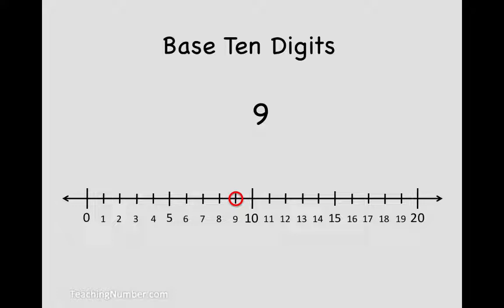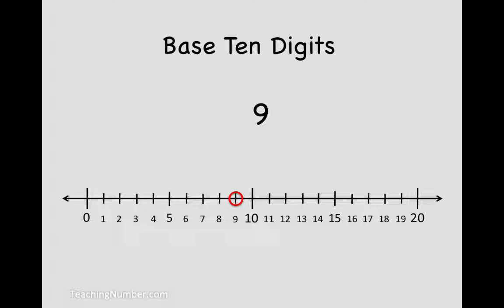How many base 10 digits are there? I hope you said 10. I hope you didn't forget about 0. There are 10 base 10 digits. 0, 1, 2, 3, 4, 5, 6, 7, 8, and 9. Those are the 10 symbols that we use to represent numbers in the base 10 number system.